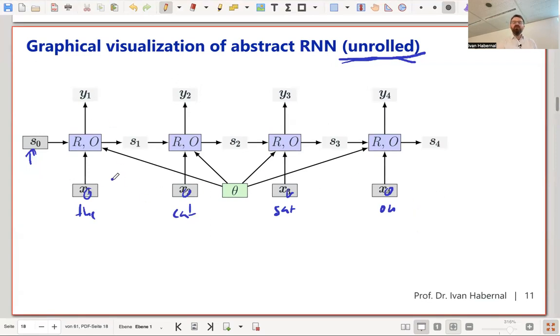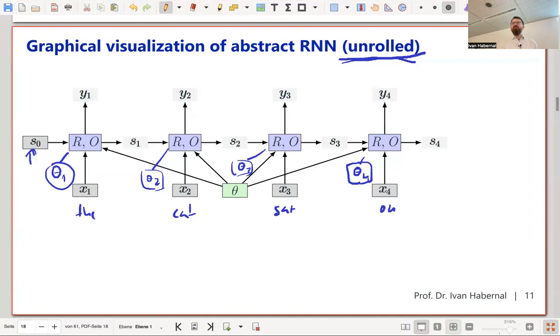Theoretically, if these functions are parameterized, you might have theta one here, theta two here, theta three, and you can build theta four. What would be the disadvantage of having this theta one, theta two, theta three, theta four, and so on? There are two disadvantages of having parameters for each of the functions.